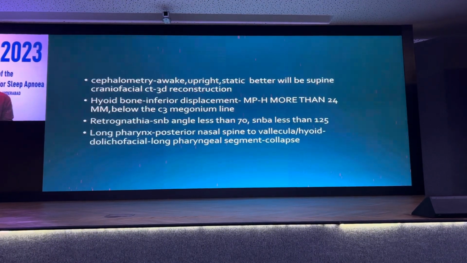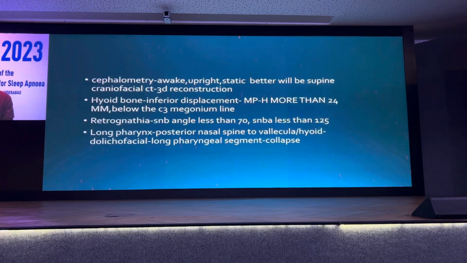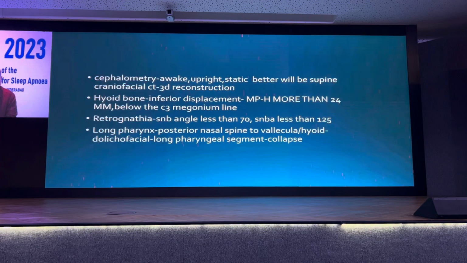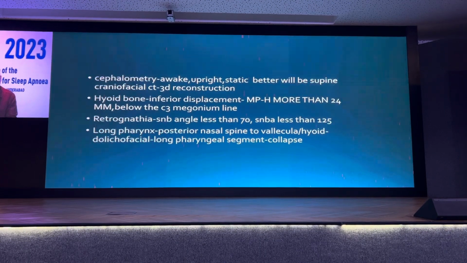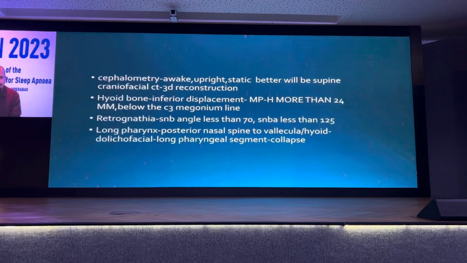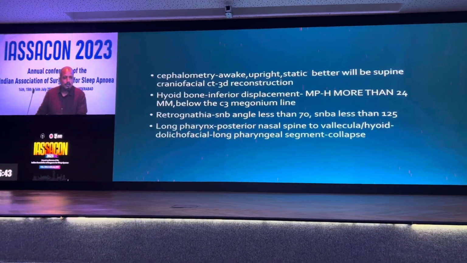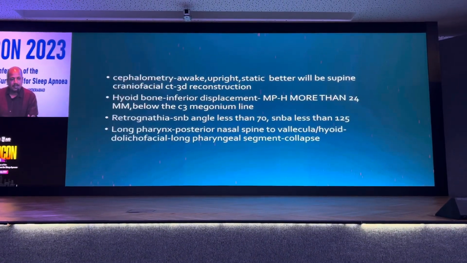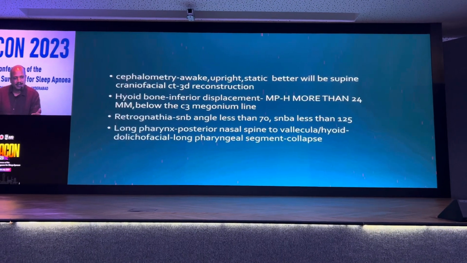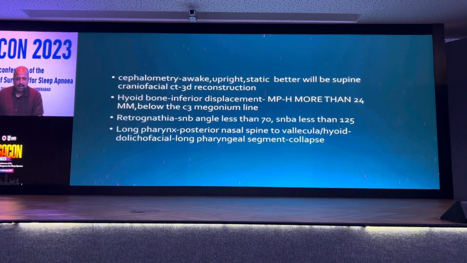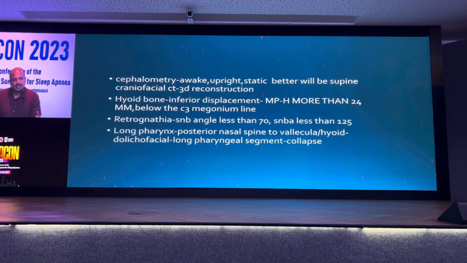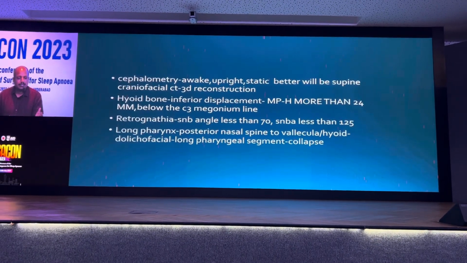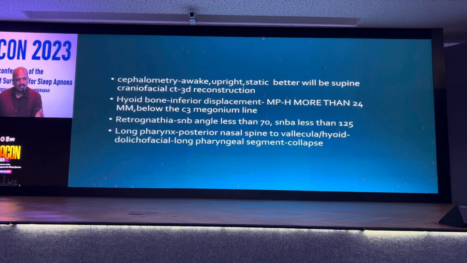Also in cephalometry, we need to see where the hyoid position is when compared to the C3 Mentogonial line. If it is below that, the chance of the patient having severe OSA is much higher. And we also need to see the position of the mandible and the position of the maxilla relative to each other. Whether the patient has retrognathia, this can decrease the retrolingual space. And the long pharyngeal segment. Whenever a patient has a long pharyngeal segment, the chances of increasing the collapsible part of the segment are much more.